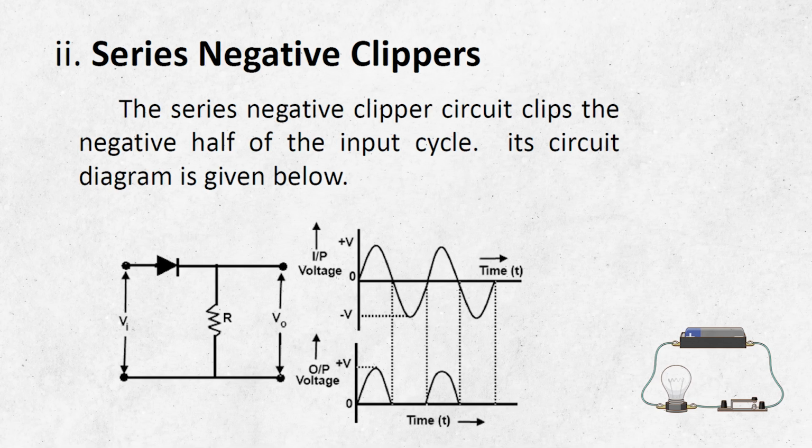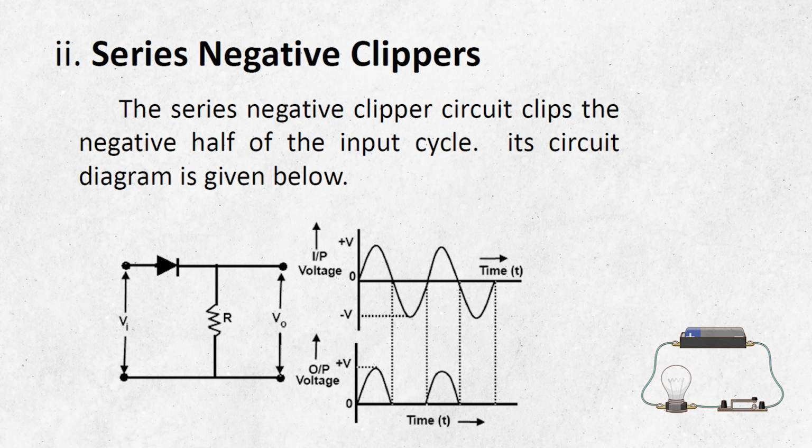Now, let us study the series negative clippers. So, what is a series negative clipper? The series negative clipper circuit clips the negative half of the input cycle. Its circuit diagram is shown in the figure. Again, two words are coming: series and negative. Series means the diode is connected in series with the load, and negative means this clipper circuit clips the negative half of the waveform. That is why it is called a series negative clipper.